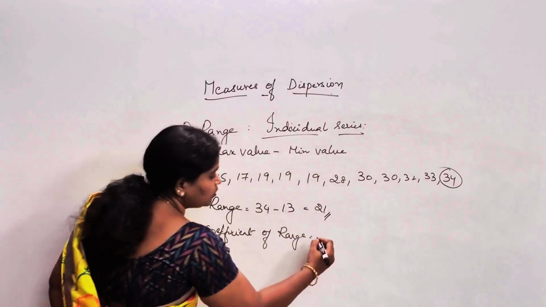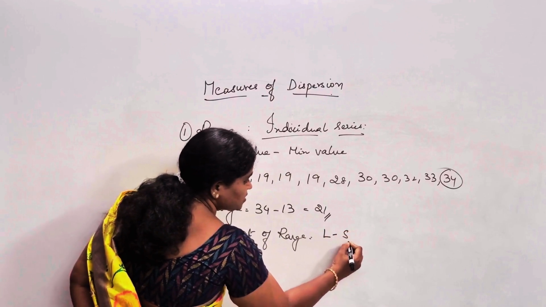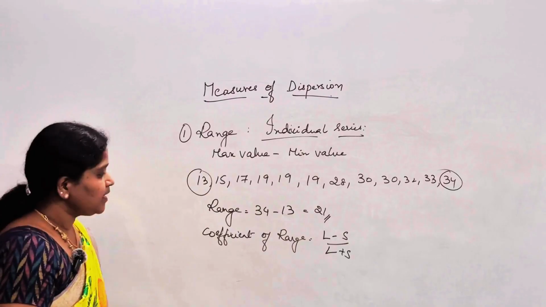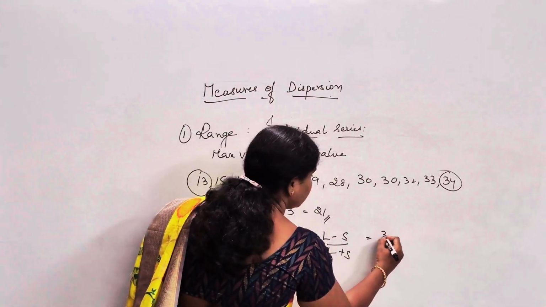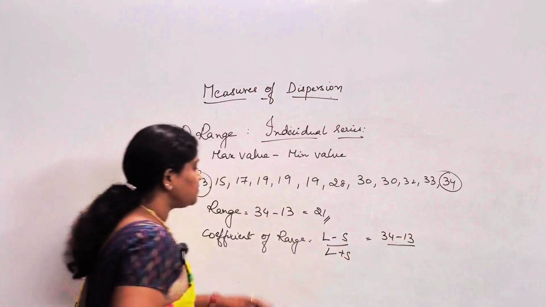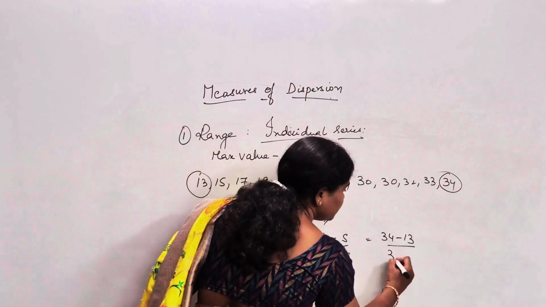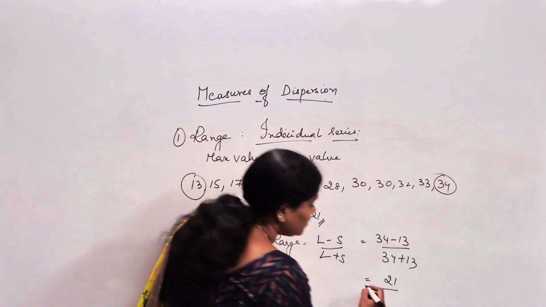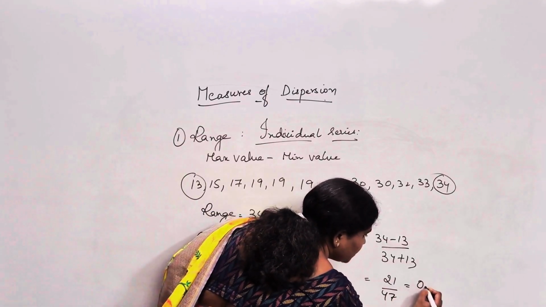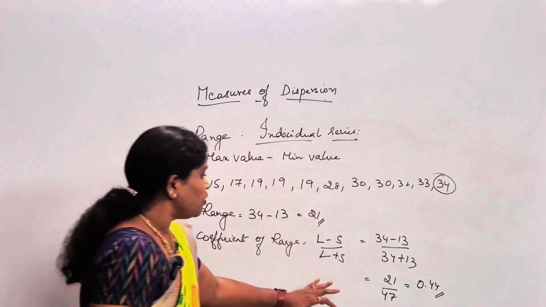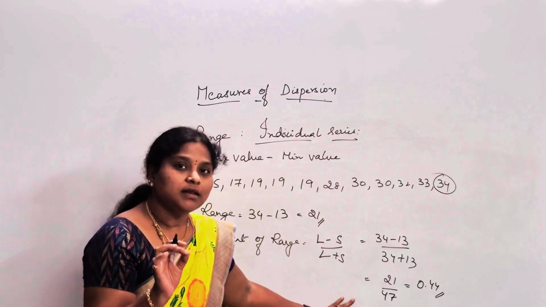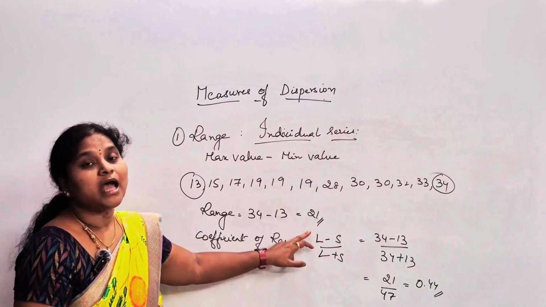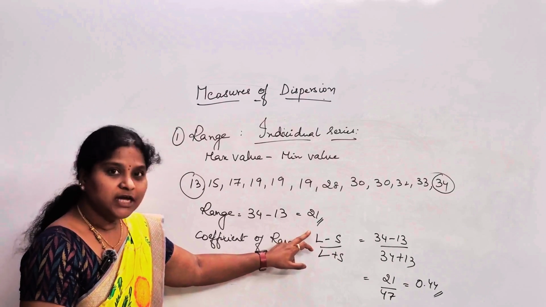Coefficient of range is equal to largest minus smallest divided by largest plus smallest. Largest minus smallest is 34 minus 13, divided by largest plus smallest, 34 plus 13, that is equal to 21 by 47, giving the value 0.44. So 0.44 is my relative measure of dispersion, that is the coefficient of range, and 21 is my absolute measure of dispersion, which is range.